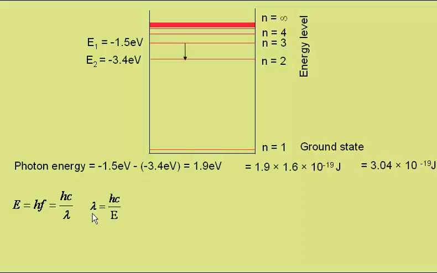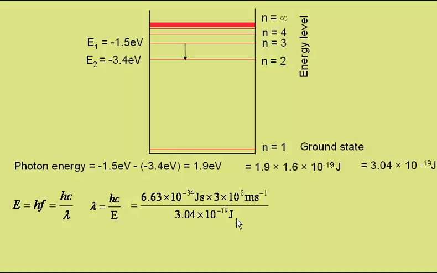Rearranging to find the wavelength, we find that lambda equals hc over the photon energy E. Putting the numbers in, this is Planck's constant, 6.63 times 10 to the minus 34 joule seconds, times the speed of light in a vacuum of 3 times 10 to the 8 meters per second, divided by the photon energy found previously of 3.04 times 10 to the minus 19 joules. This gives a wavelength of 654 nanometers. Previously we showed the line to be 656 nanometers. The difference is just down to rounding errors in the numbers we've used.